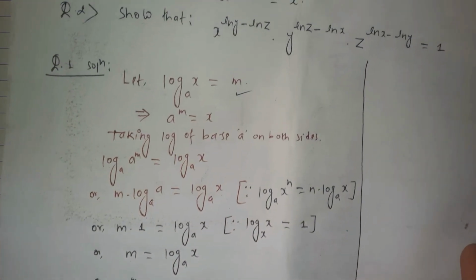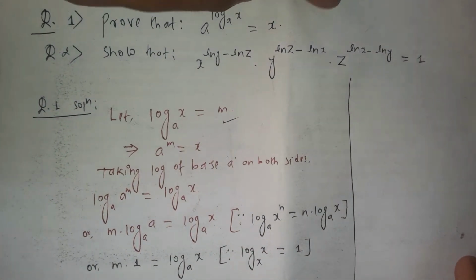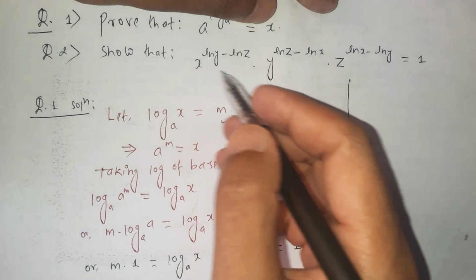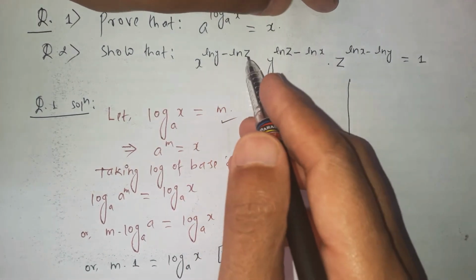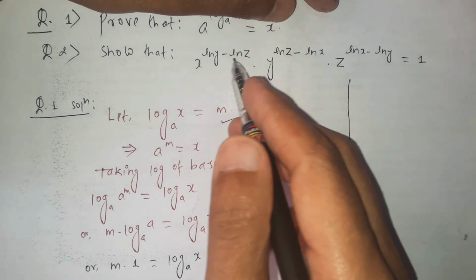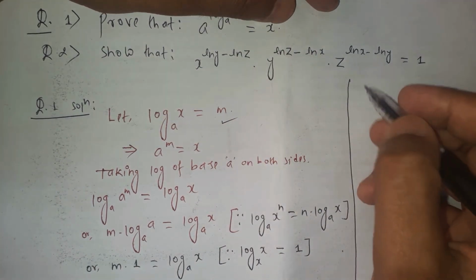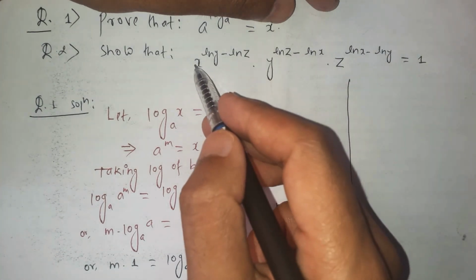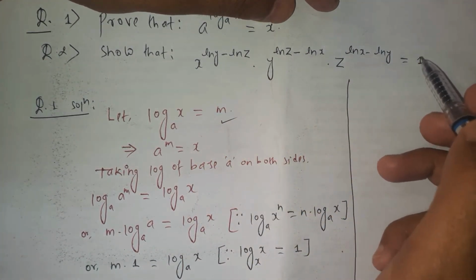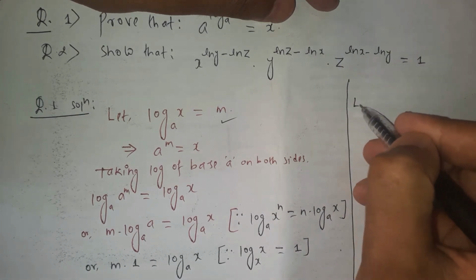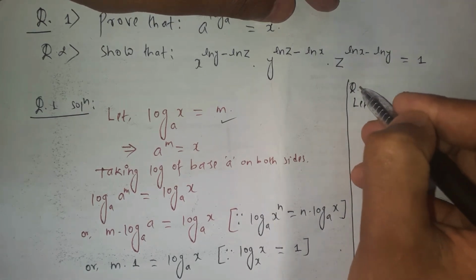Let's solve the next question, number 2. Question number 2 is based on the natural logarithm. ln means the natural log. It is the log with base Euler's number. And here the result of this product of these numbers is 1. We have to show that.